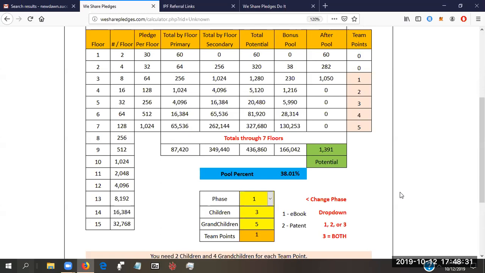Okay. If you can get 20 people in and they can duplicate to 40, you can just put that number in there and it'll give you the grand total above. In this case, if you brought 3 children in that went out and got 5 grandchildren, you're looking at $436,860. That's not a bad figure. So for what you're putting into it, that's pretty cool.